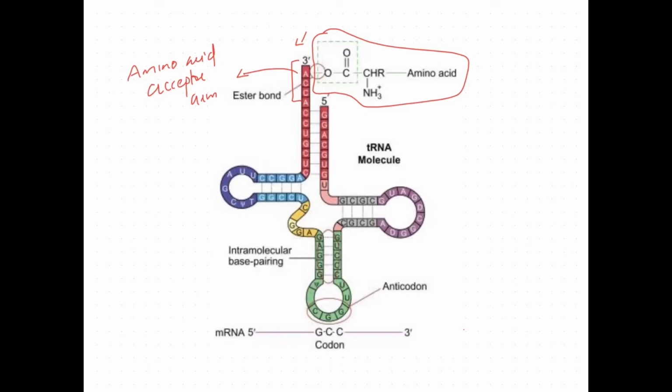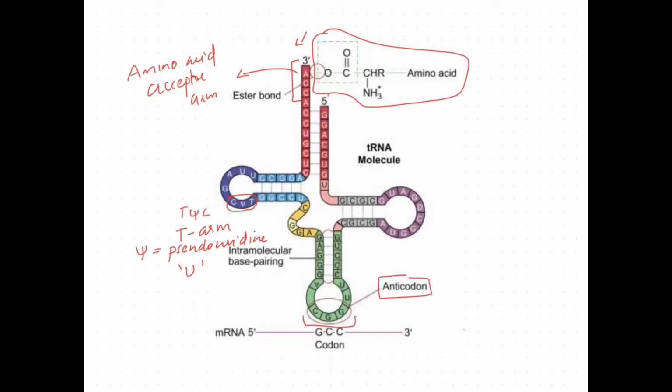The next arm is the T-Psi-C arm. Sometimes it is also known as the T arm. This arm is named because of the presence of this triplet sequence, that is T, Psi and C. The Psi actually represents pseudouridine. It's a modified base of uracil. The next arm is the anticodon arm.